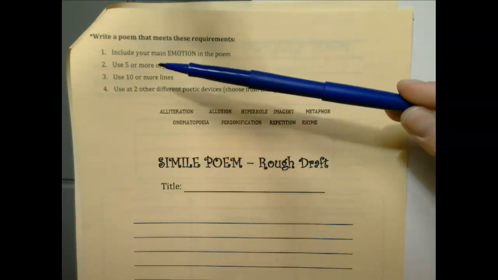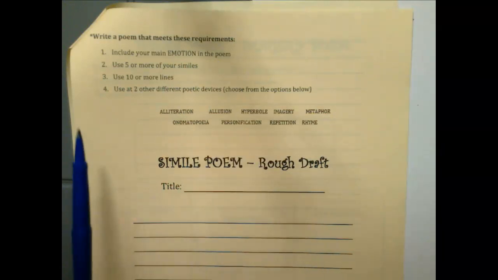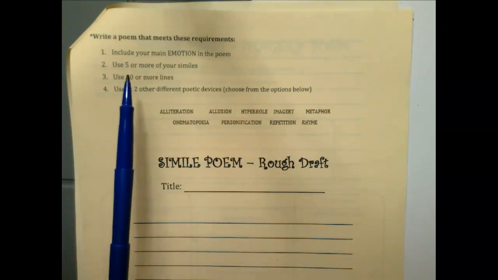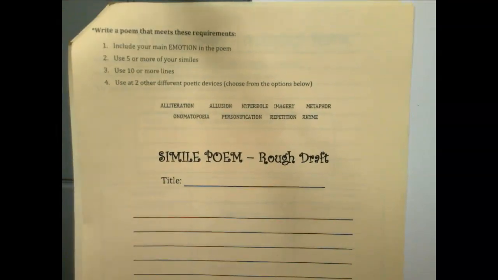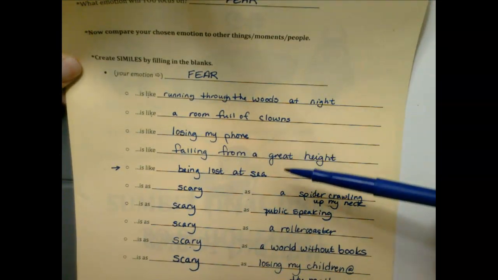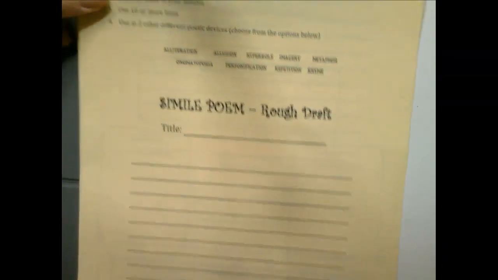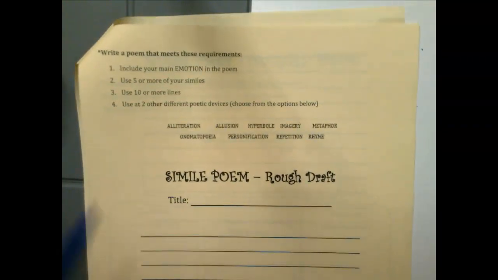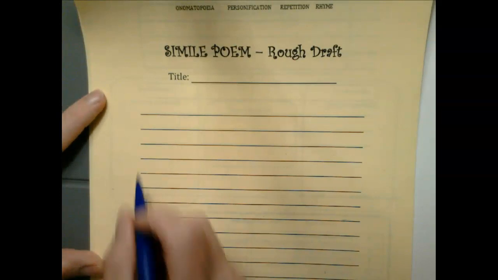Another requirement is that at least 5 of my similes are in my poem. Notice it says 5 or more. So you can use 5 or more of your similes. And your similes are what you just wrote on the previous page. So I am going to use 5 or more of these in my poem. The third requirement is that my poem has to be at least 10 lines long. So just to make sure that I have 10 lines, I'm going to number them.